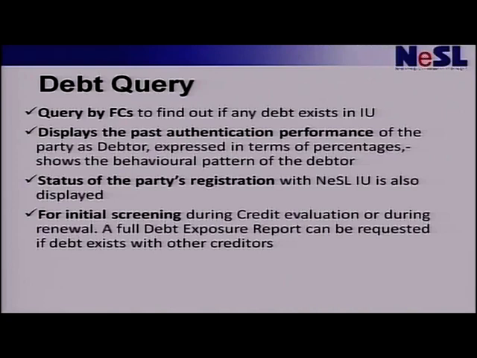So this report displays the past authentication performance of the party as debtor, expressed in terms of percentages, and shows the behavioral pattern of the debtor. The report also gives the status of the party's registration with the IU. How is this useful? It is useful for initial screening during credit evaluation or during renewal. A full debt exposure report can be requested if it is found that debt exists with other creditors.